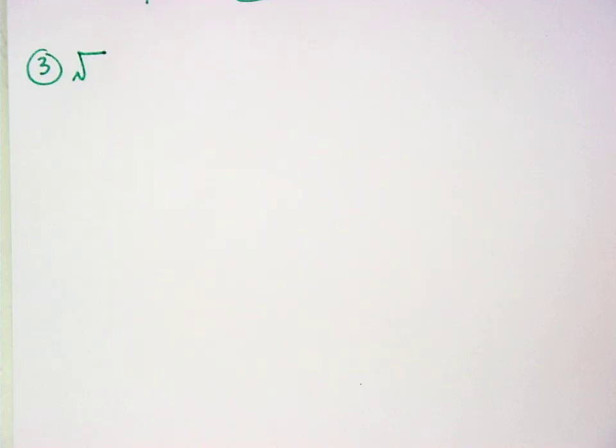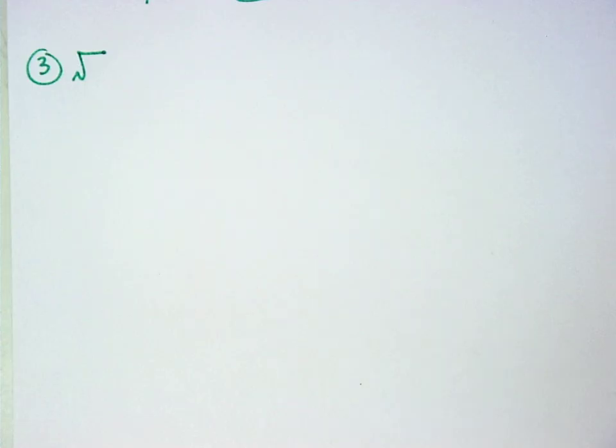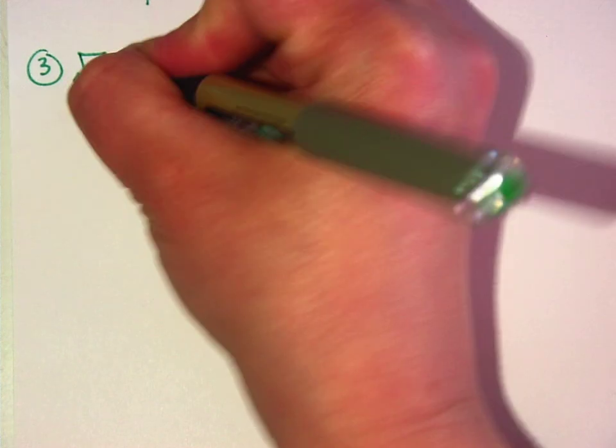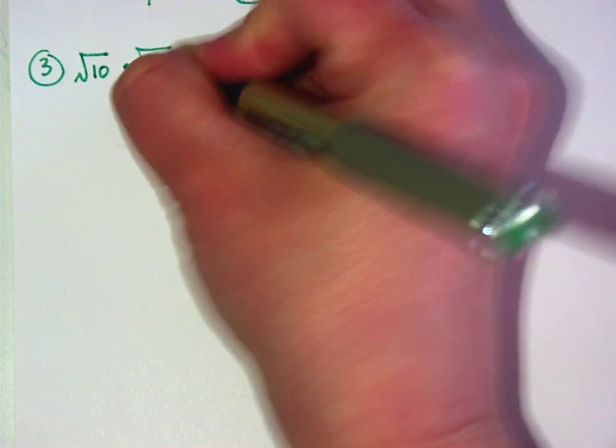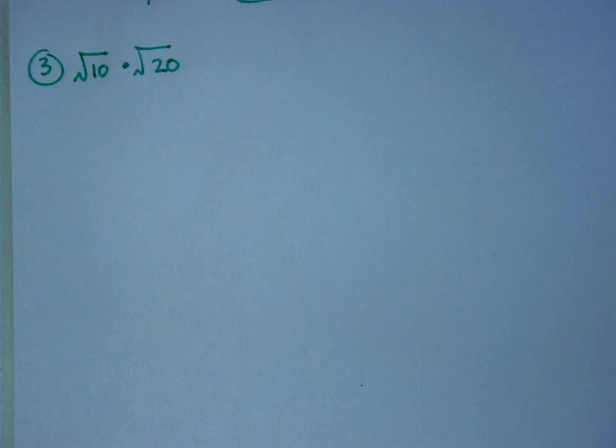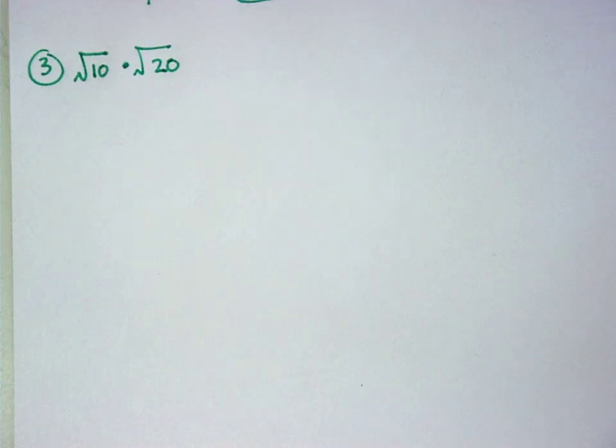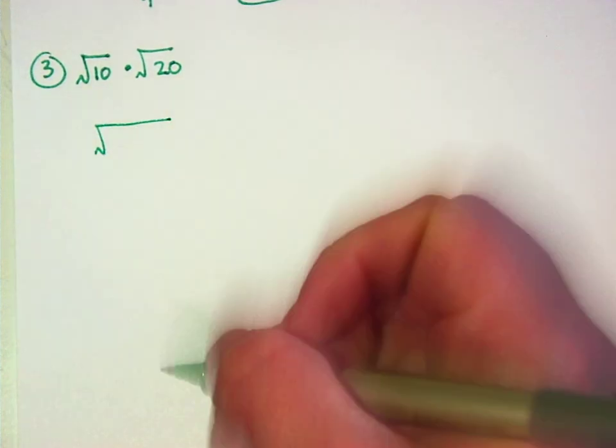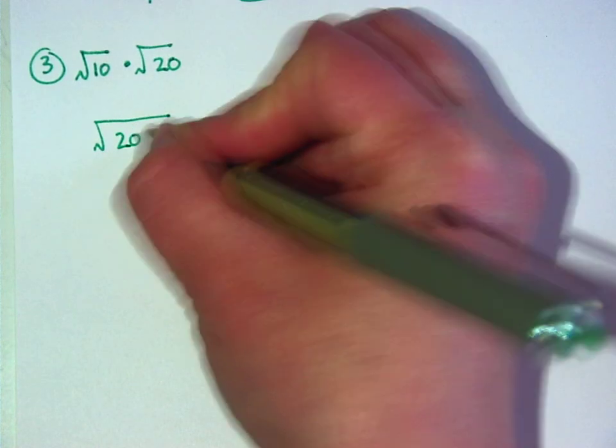All right, this one we're going to do the square root of 10 times the square root of 20. Does anybody know the rules with square roots, what you do if you multiply them? You multiply the insides together. So that would be the square root of 200. Multiplying, not adding.